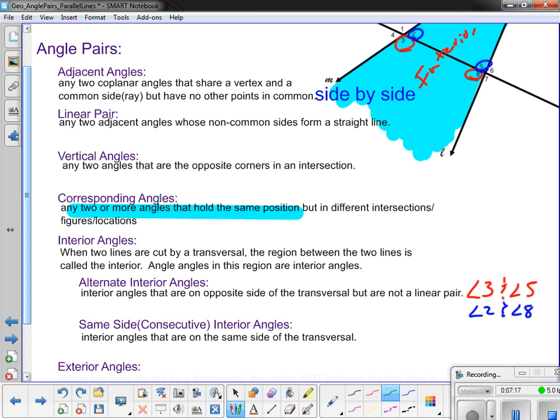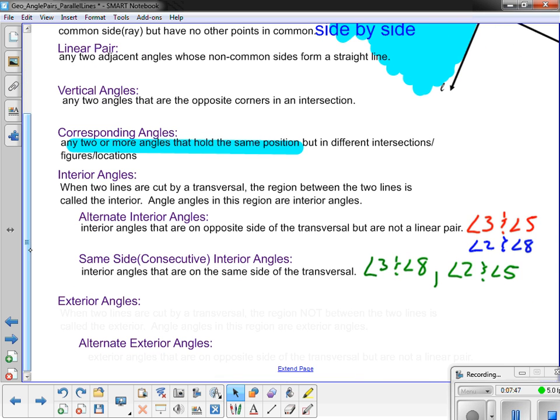So now down here, I've got angle 3 and angle 8 are on the same side and they're interior angles, as well as angle 2 and angle 5. So there's our angle setups there. The ones that are between the two lines, either on the same side of the transversal, if they're same side, or what we might call consecutive interior angles, or if they're alternate interior angles, they're on opposite sides of that transversal.